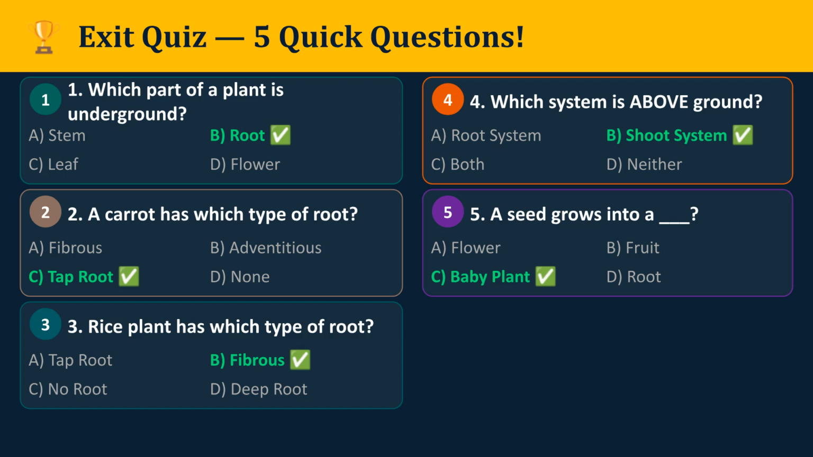Fantastic. You all did an amazing job today. Now whenever you see a plant, try to identify its root system. Observe the plants around your home or school. Science becomes fun when we observe nature.